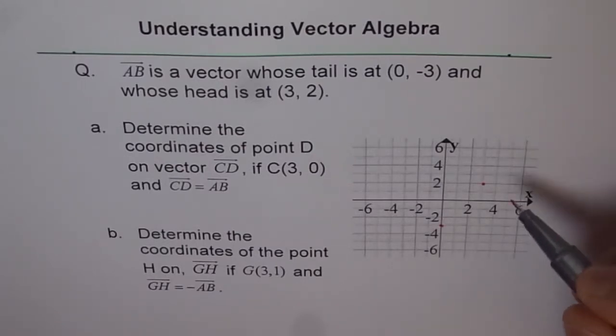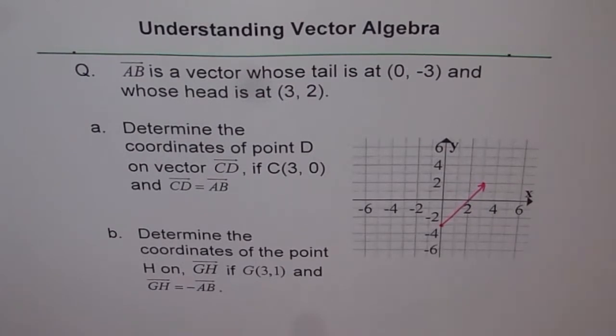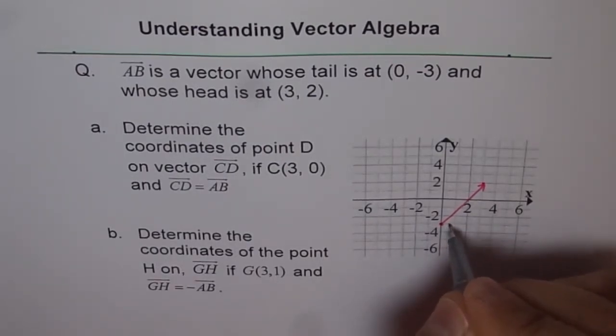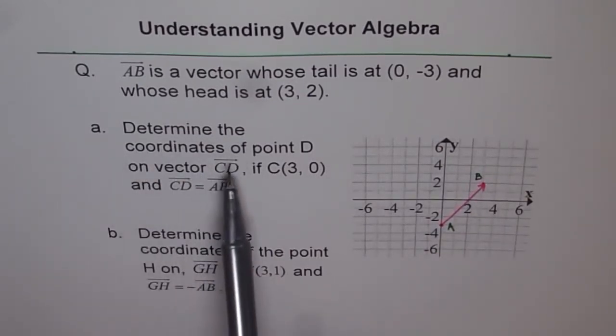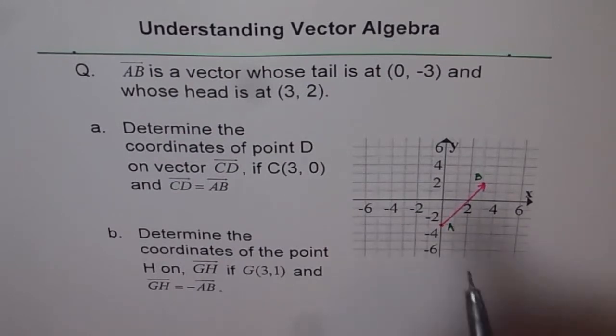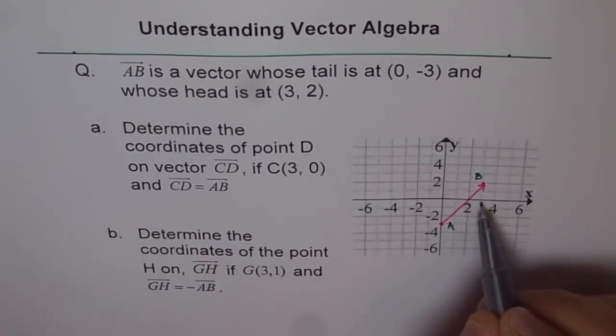So this is your vector AB. We can just join them with a line, right? Rough sketches are fine enough. I would not like you to waste your time drawing neat and clean lines here, so that is not required. Let's label it. Our vector is from A to B, so let me write A and B here. Now, to determine the coordinates of point D on the vector CD if C is 3, 0, let's go to C, which is given to us as 3, 0. So 3 means 3 and 0, that means we are at this point. That is the point C. So let's mark C here.